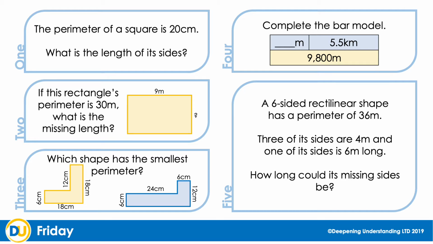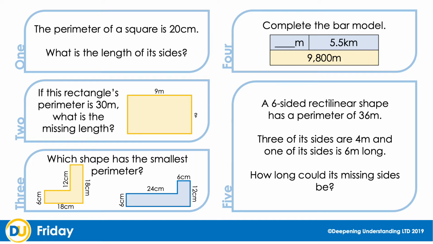Number 2. If this rectangle's perimeter is 30 metres, what is the missing length? Work out. You've got 9 metres on one side. The opposite side is 9 metres. Subtract that from 30 and then divide that by 2. Number 3. Which shape has the smallest perimeter?